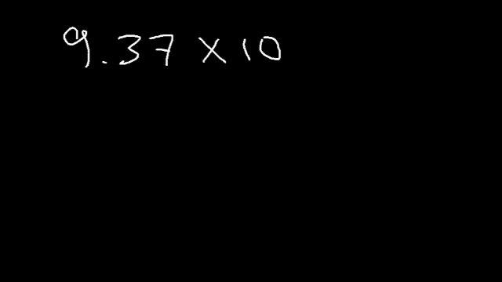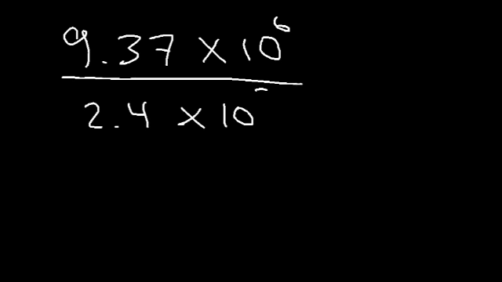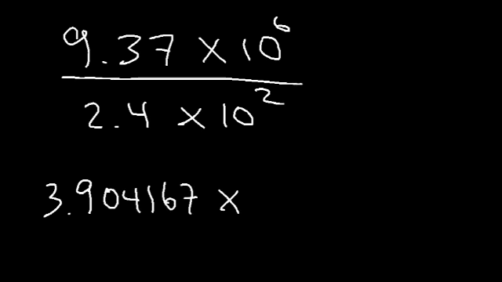So now let's go over an example that contains division. Let's say we want to divide 9.37 times 10 to the 6 by 2.4 times 10 to the 2. So divide 9.37 by 2.4 first, and you should get 3.9041 6, 7. When you divide common bases, you need to subtract the exponents. 6 minus 2 is 4.